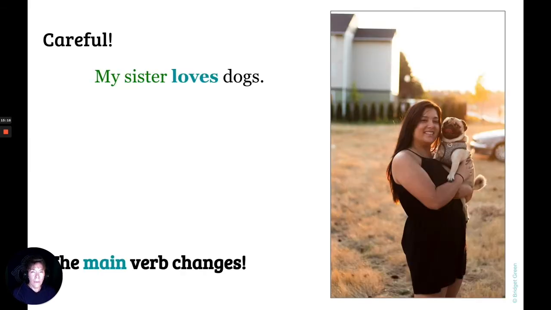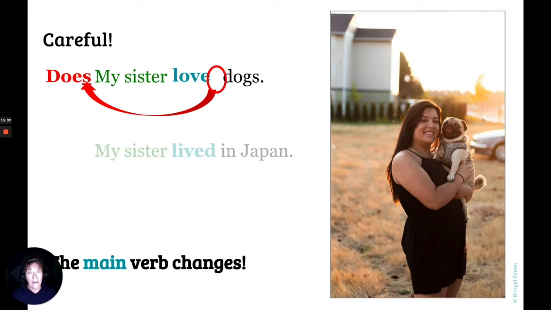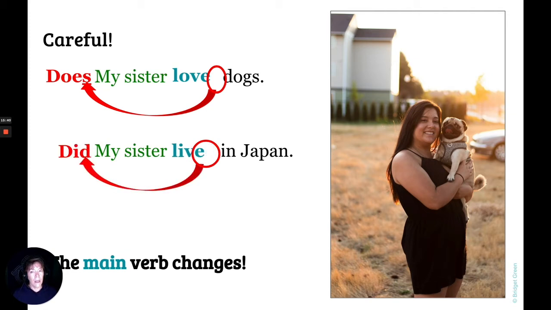Right, be careful. Notice here the S at the end, my sister loves dogs. That S is going to disappear from the verb and move with the auxiliary verb to the beginning of the sentence. It's going to flip, okay? The same with the past tense with the ed ending, okay? That is going to move to the beginning and disappear from the verb, okay? The main verb changes when you use do, does, or did.